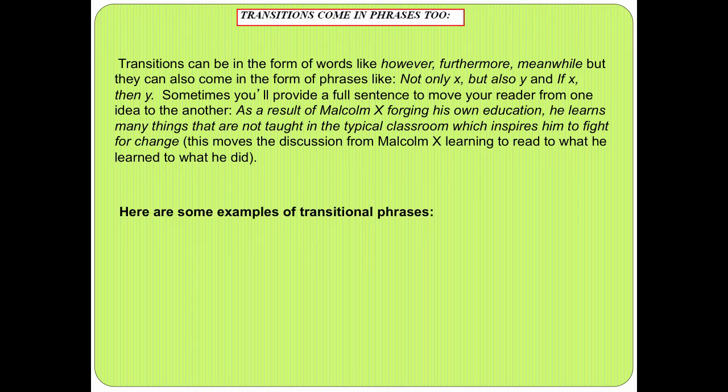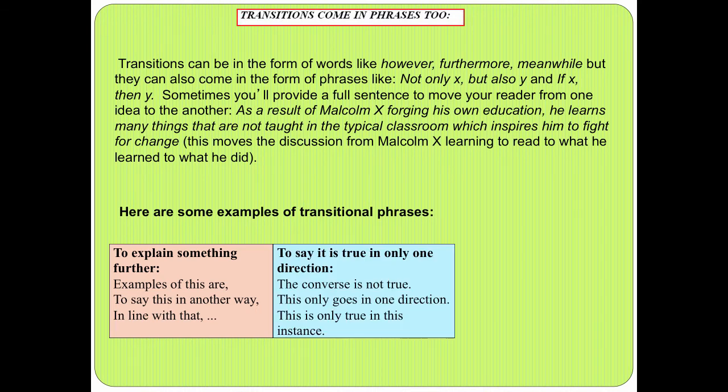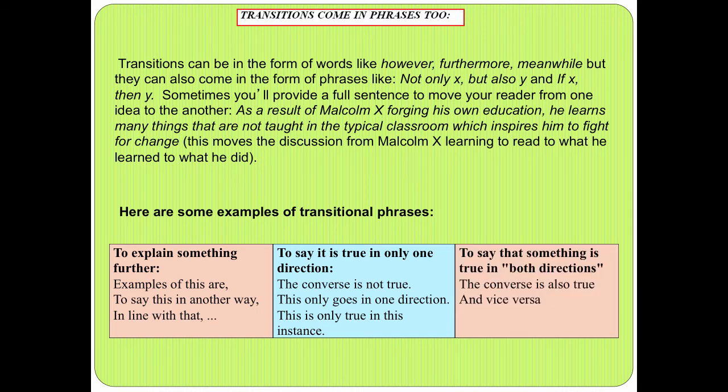Here are some examples of transitional phrases. To explain something further, examples of this are: to say this is another way, in line with that. To say it is true in only one direction: the converse is not true, this only goes in one direction, this is only true in this instance. To say that something is true in both directions: the converse is also true, and vice versa.